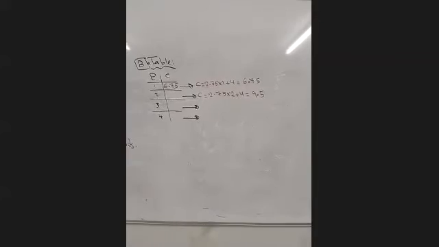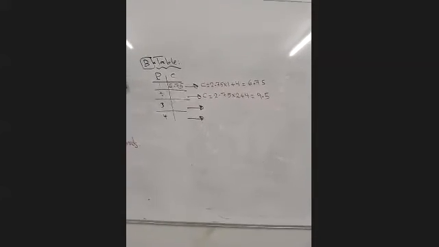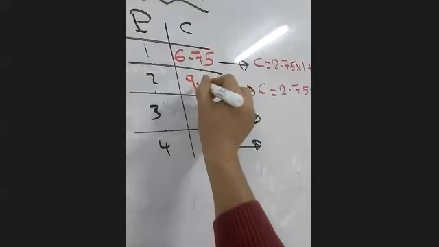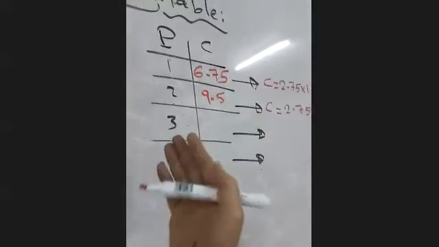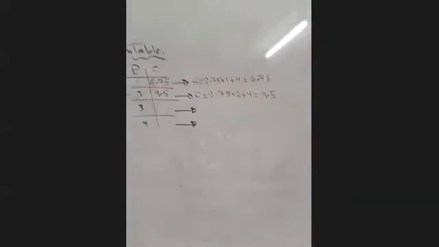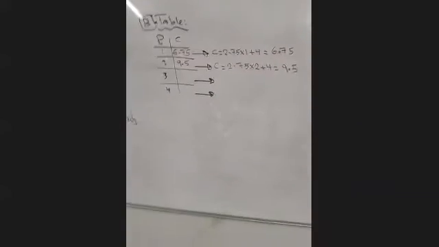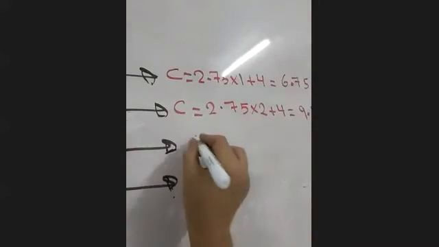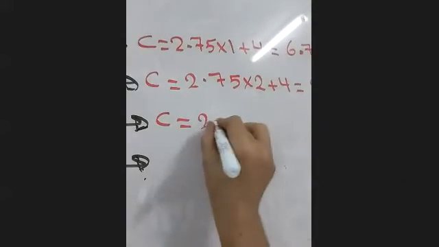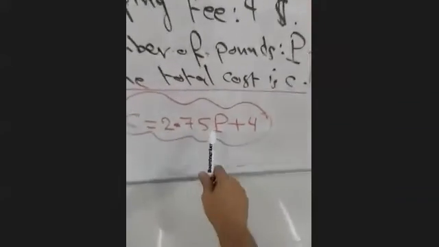Omar, if you want to buy 3 pounds, what should the cost be? For 3 pounds, we will make 3 multiplied by 2.75. Follow the formula. What comes first?